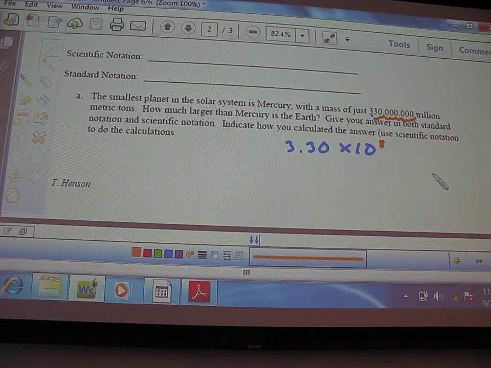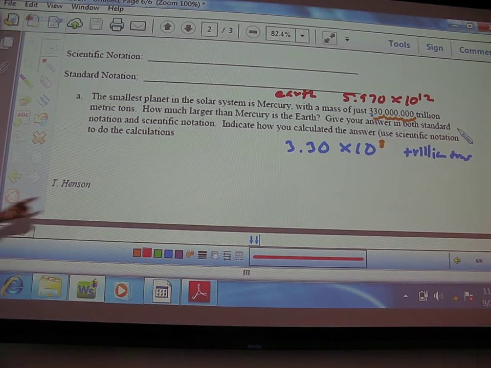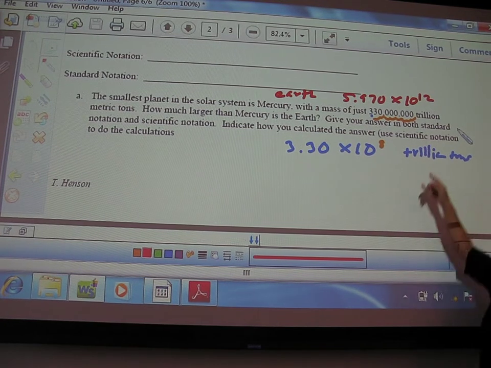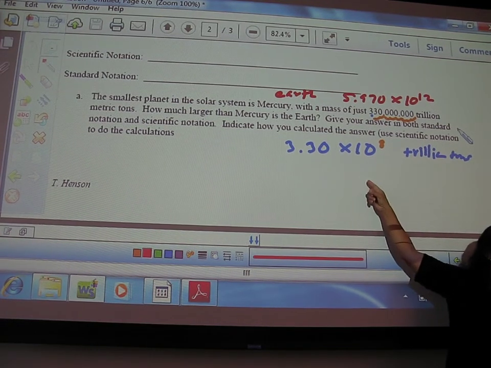Okay, so like someone pointed out, I should say it's this many trillion tons. That's its label, kind of, in a way, right? Okay, so what was Earth again? You guys have Earth. What was it from above? 5.970 times 10 to the 12. Okay, good. So Earth totally kicks Mercury's butt, right? It's way bigger. How do I know? I just get 10 to the 12th versus 10 to the 8th.